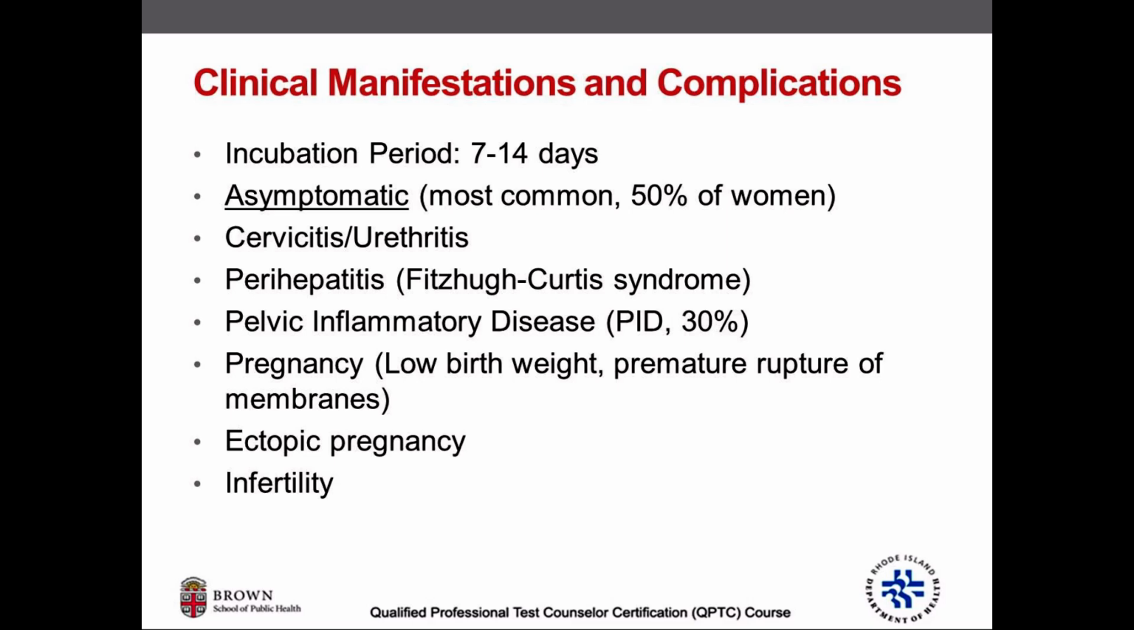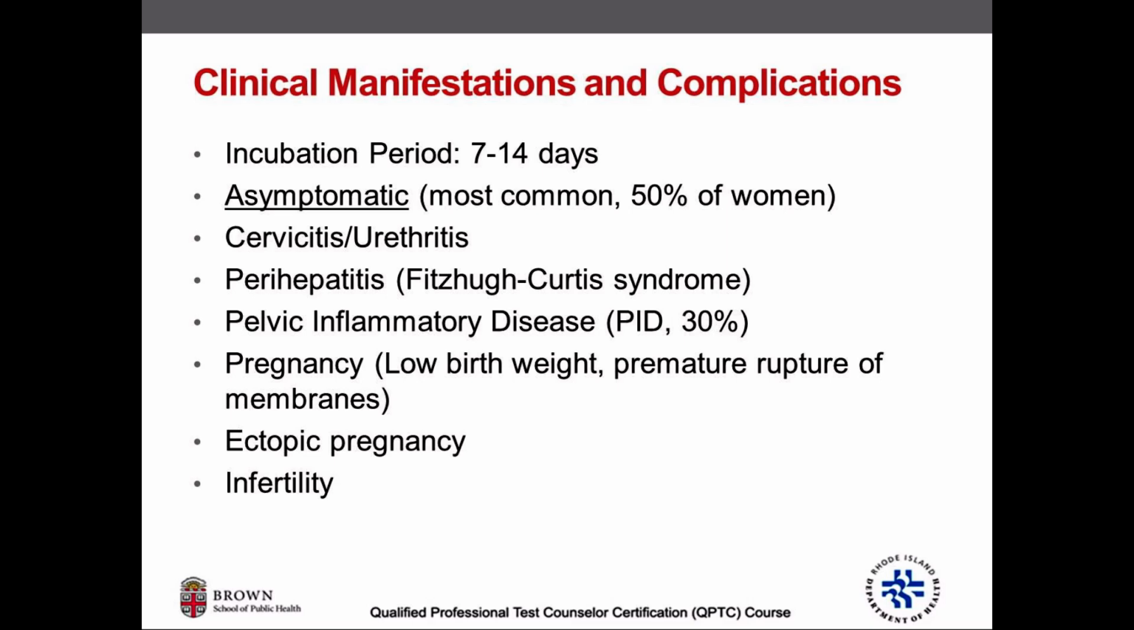When people do have symptoms, the most common symptom is cervicitis or urethritis. This means that the urethra or cervix in women tend to be inflamed. You can sometimes get a little bit of a drip or some exudate. There's a number of other complications that we can see in chlamydia. These include inflammation of the liver, known as perihepatitis, which also has a name known as Fitz-Hugh-Curtis syndrome.